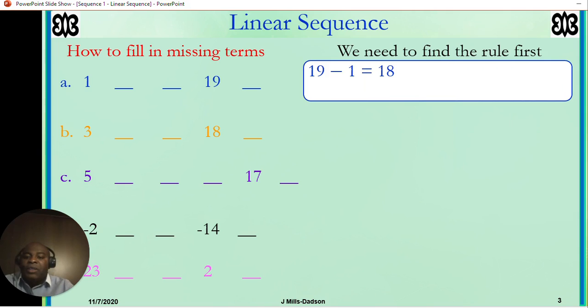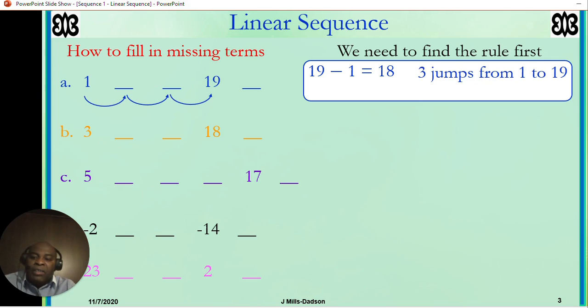So first, we do that by finding the difference between the first known term and the next known term. The difference means minus. So 19 minus 1 gives us 18. Second, we try to see the number of jumps we need to make from the first known term to the next known term. And we can see we have to make 3 jumps from 1 to 19. And the 3 jumps represent the 18.